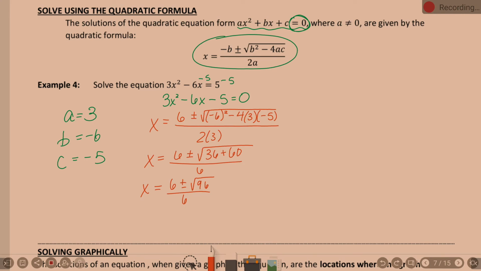We're not quite done. I can't cancel my 6's. Why? If I'm going to cancel a 6 in the denominator, I have to be able to cancel it with every term in the numerator. Right now, I don't have anything out in front of that square root of 96, so I can't cancel anything with it. Dividing the 96 by 6 isn't going to help, because that 6 would still be under the radical, and I can only cancel what's outside the radical.